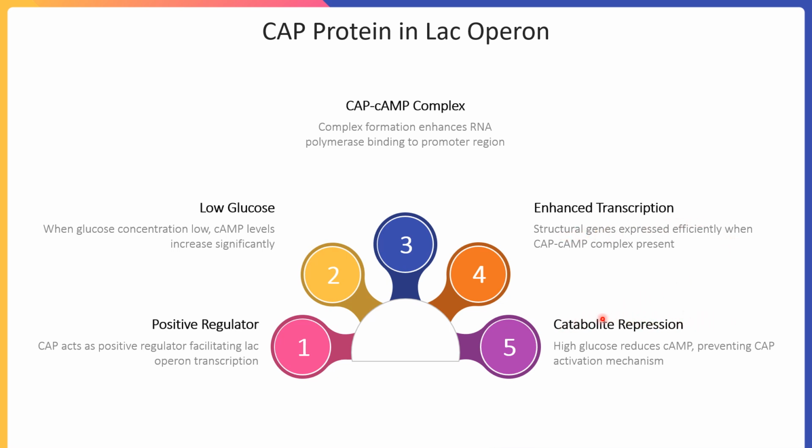When repression takes place, that is when high glucose is present, the opposite is going to take place. Cyclic AMP will be low, and this catabolite activator protein cannot form this complex, and that will reduce the RNA polymerase binding to the promoter region.